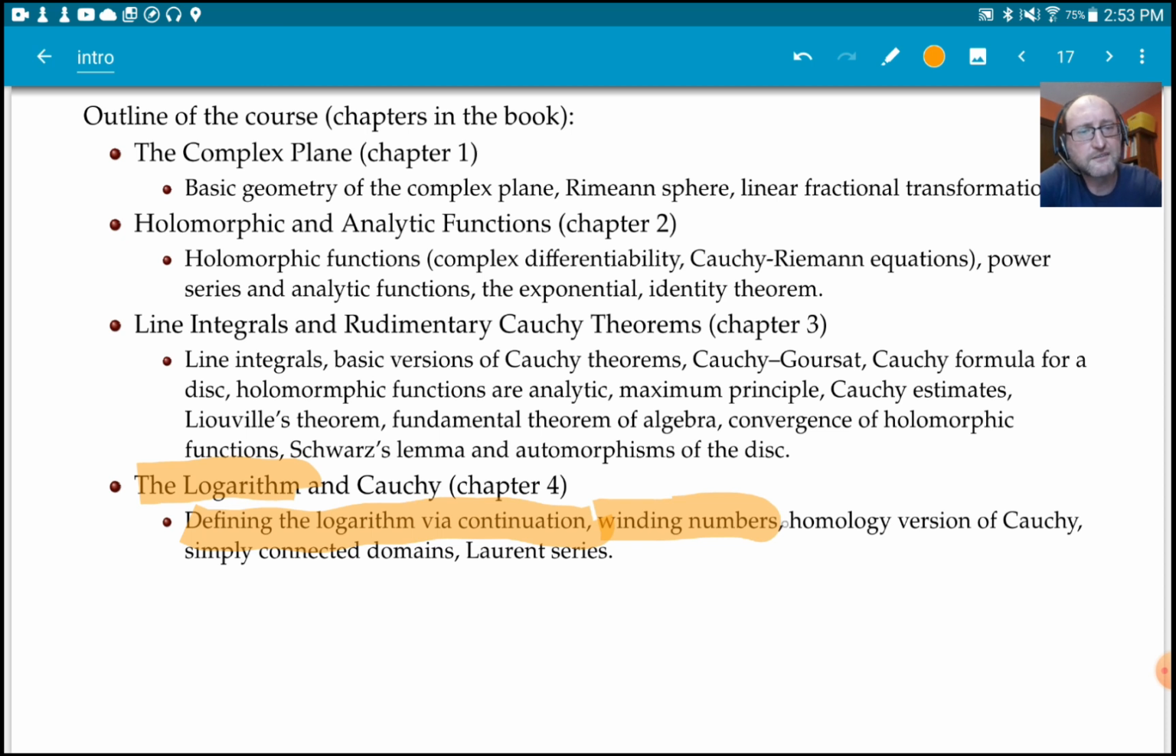And then finally we're going to get the actual version of Cauchy's theorem in terms of homology, how you're winding around certain points. Then we can define what simply connected domains are, domains without holes. We're going to look at Laurent series, which is a series around an isolated singularity.